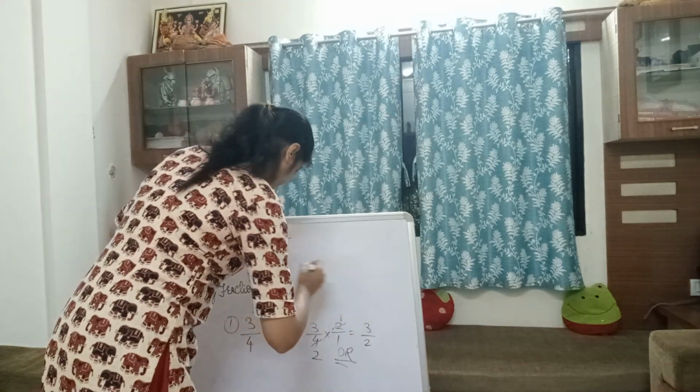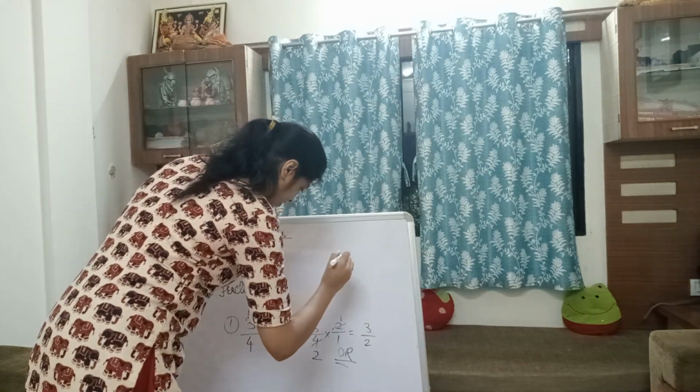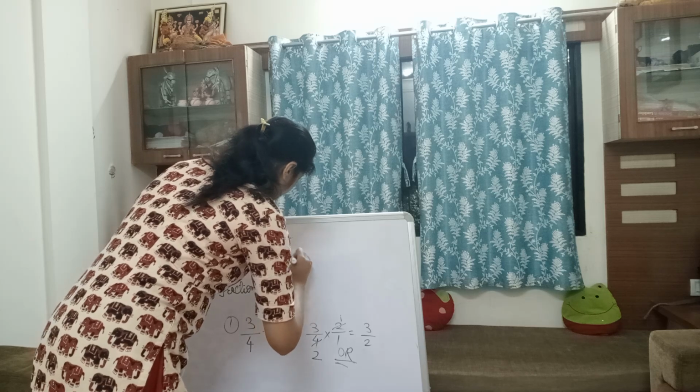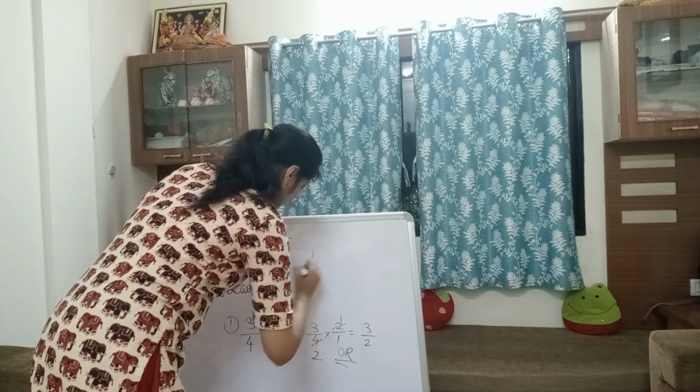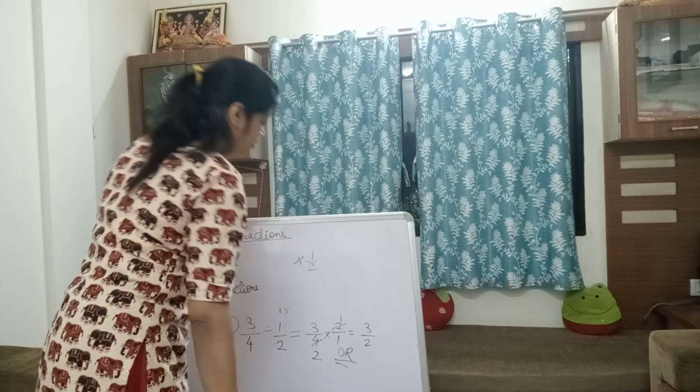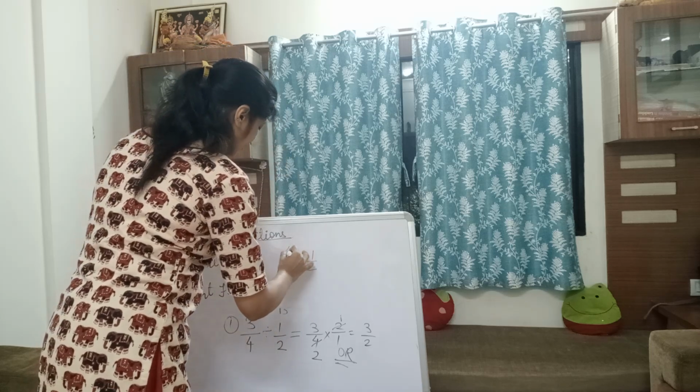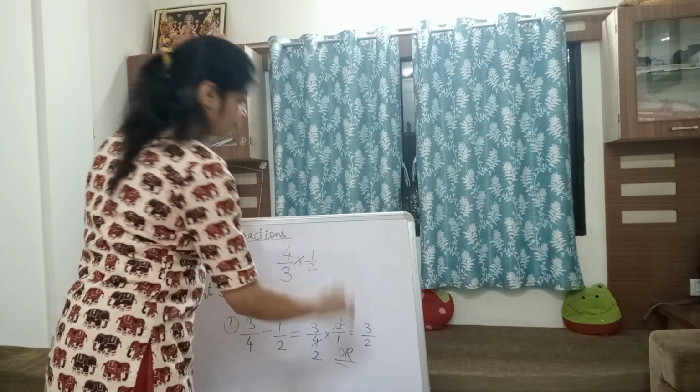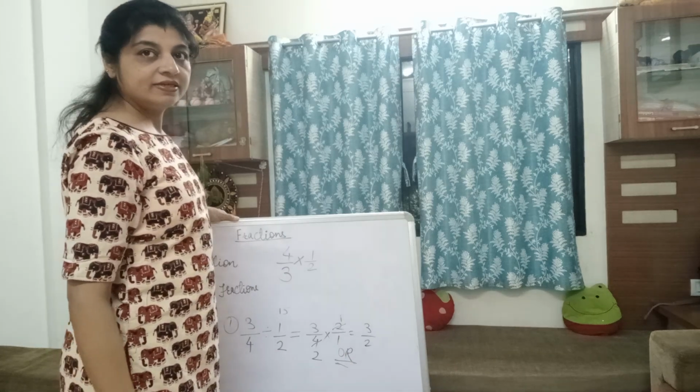So this equals, you can keep 1 by 2 as it is, division converted into multiplication, and the next fraction, the first fraction's reciprocal, is 4 by 3.